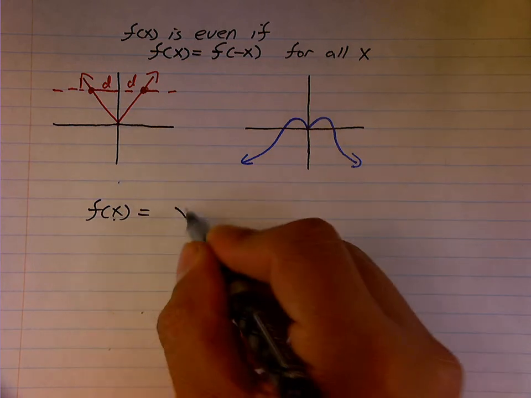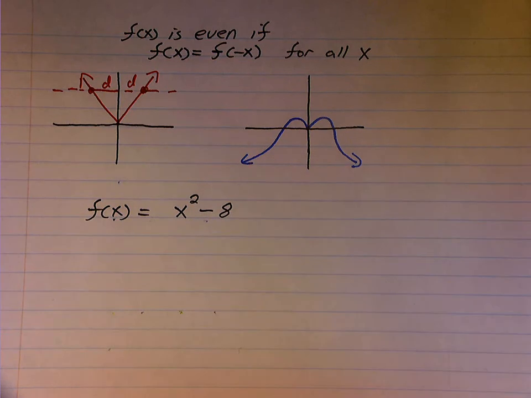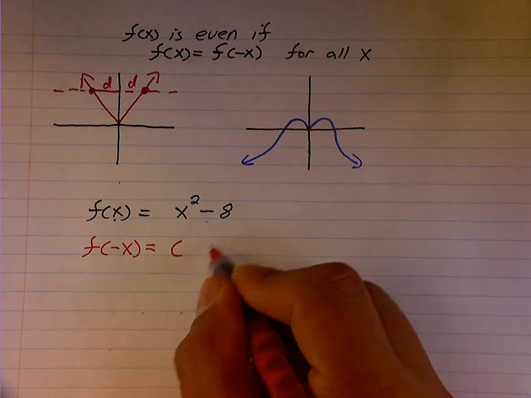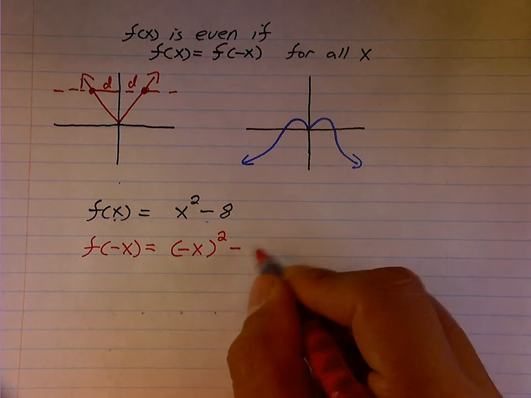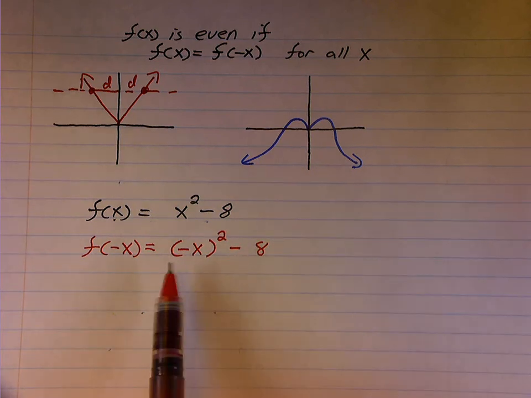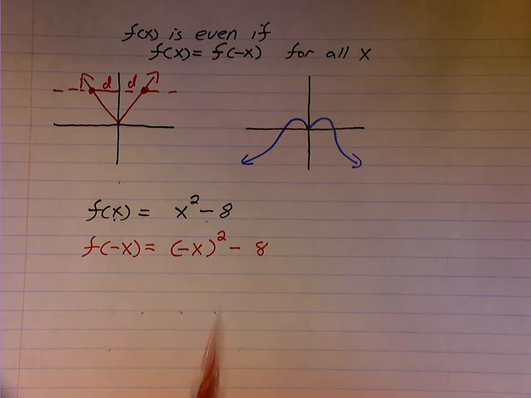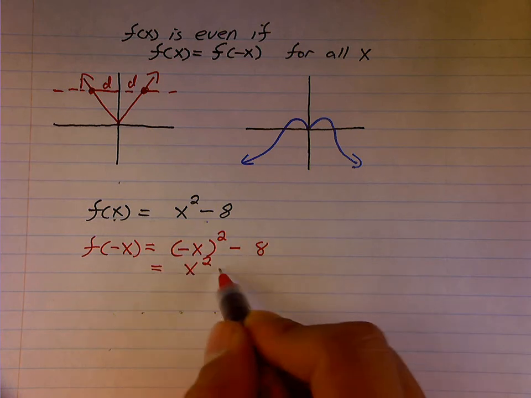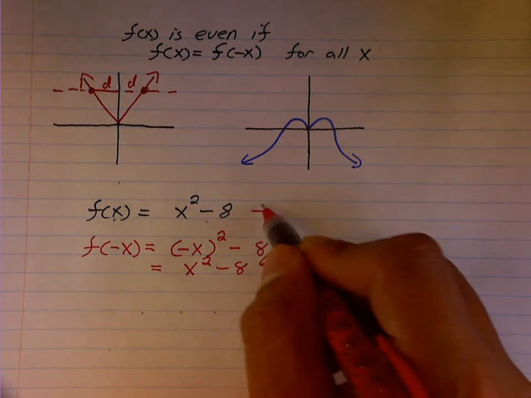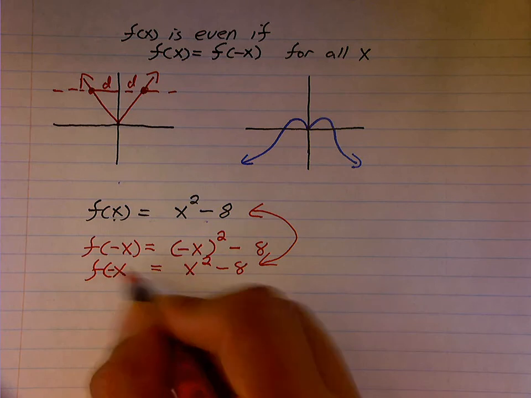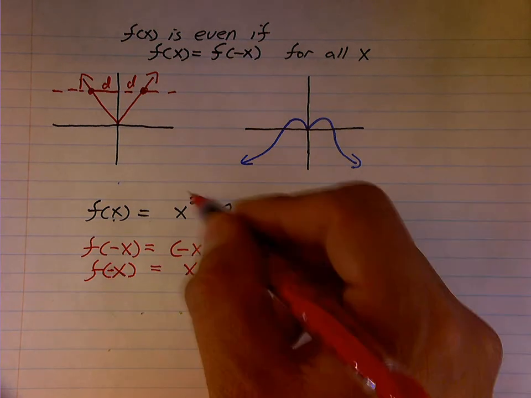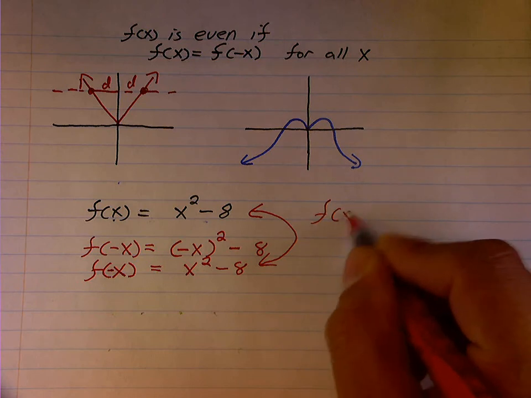Now, if you're given a formula, for instance, f of x equals x squared minus 8, and we'd like to test this formula directly to see if it is even or not, what I'll start by doing is plugging in negative x into the formula everywhere I see an x. Next step is to simplify. Notice my parentheses with the negative x on the inside of the parentheses. Now when I simplify this, negative x times negative x is positive x squared minus 8. Notice these two formulas, f of x and f of negative x, are identical for all x values. So we would say the original formula is an even function.